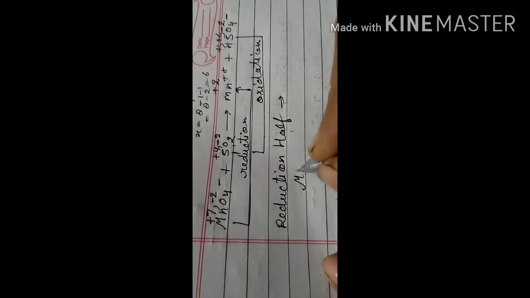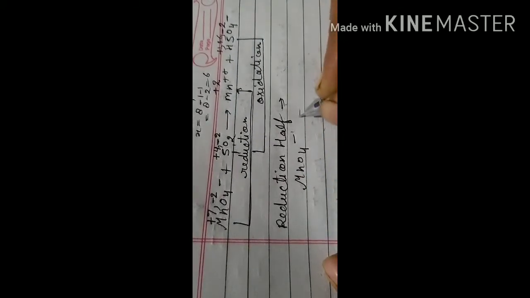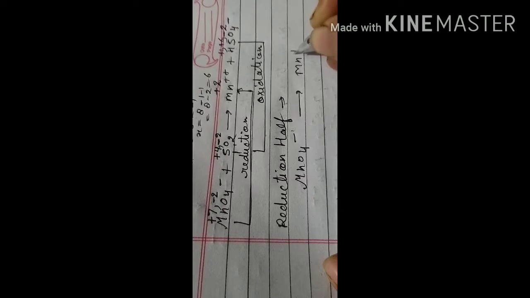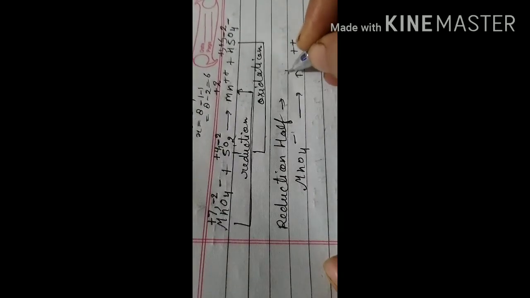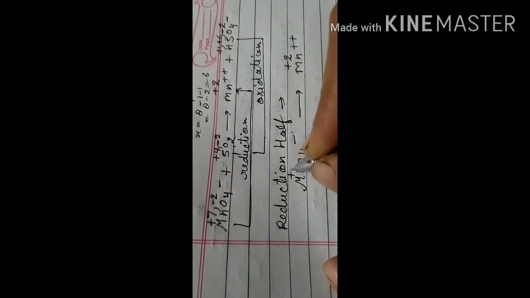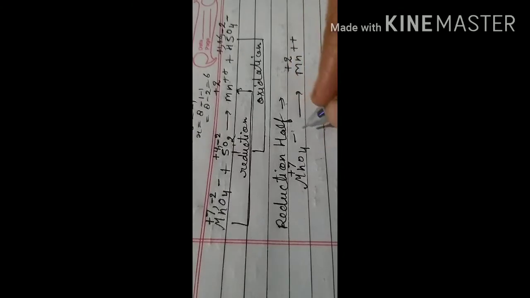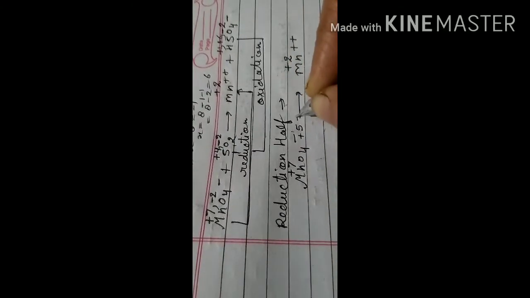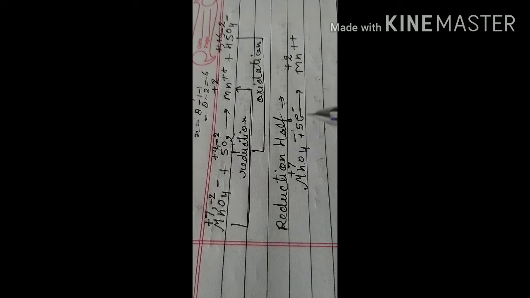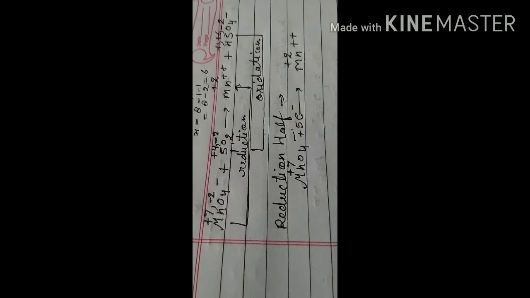Now in the reduction half, first of all we will write the reduced portion, MnO4 negative, that is going to convert into Mn2 positive. Here the oxidation state is +2, and here the oxidation number is 7. So how can we move from 7 to 2? We add 5 electrons here. Remember, to balance the oxidation number, we have to put the electrons on the side where the oxidation number is greater. So 7 minus 5 is equal to 2, and the oxidation number is balanced.